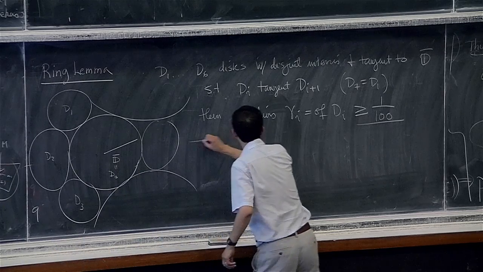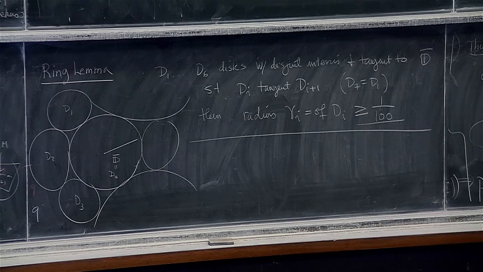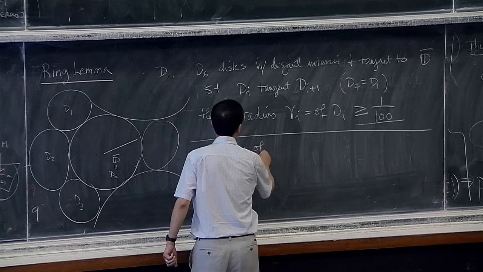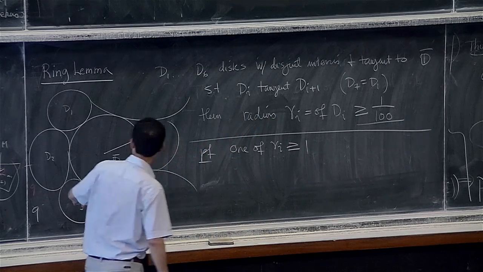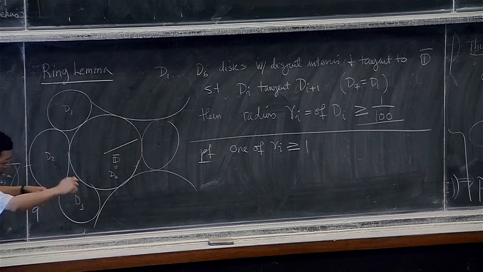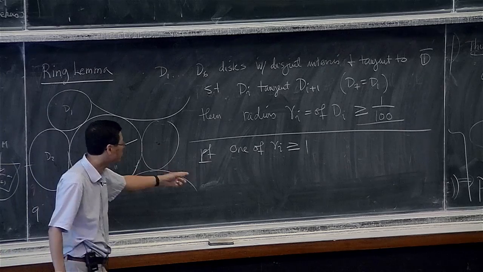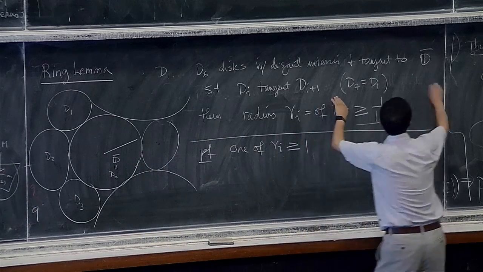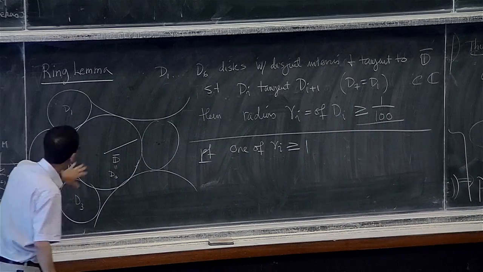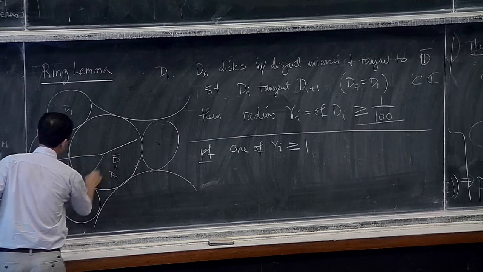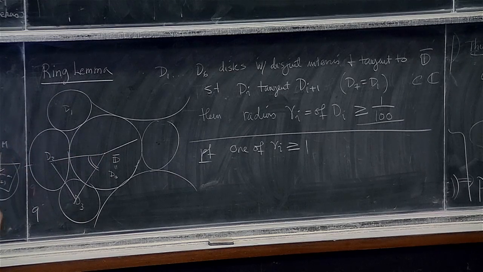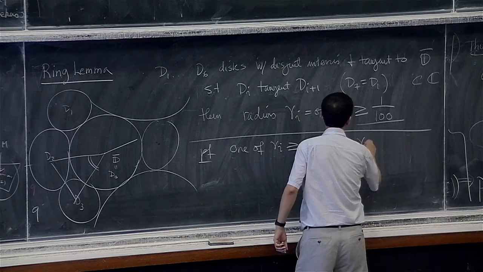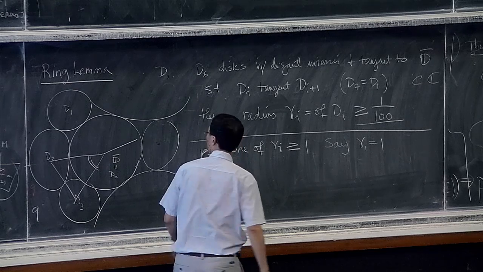And the proof is, again, really simple. Let me just prove it. Proof. First of all, one of the ri has to be at least 1. You have six disks surrounding a disk of radius 1, and one of them has to have radius at least 1, because if they're all smaller than 1, then these angles are less than 60 degrees, and they cannot add up to 2 pi at the center. So say r1 equals 1, or at least 1.